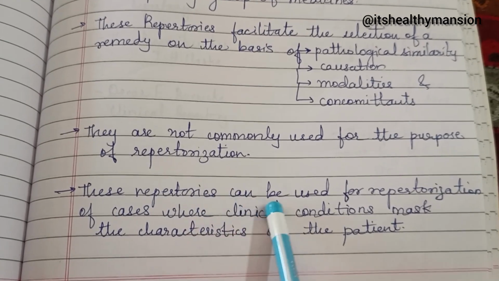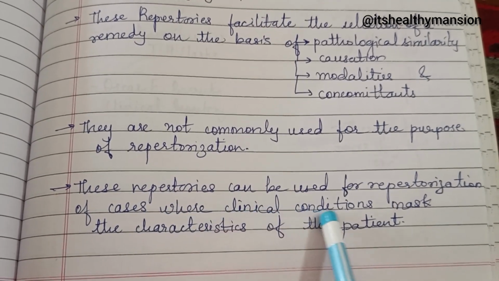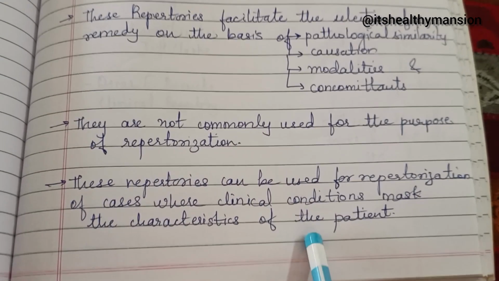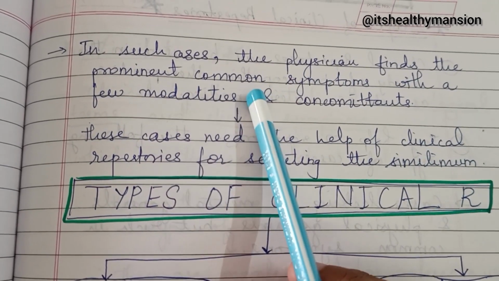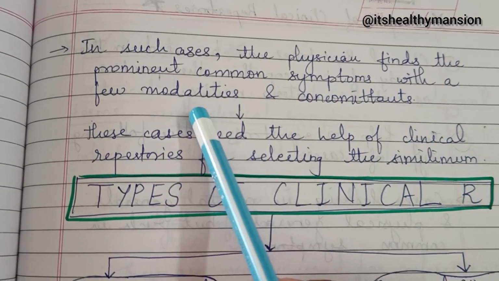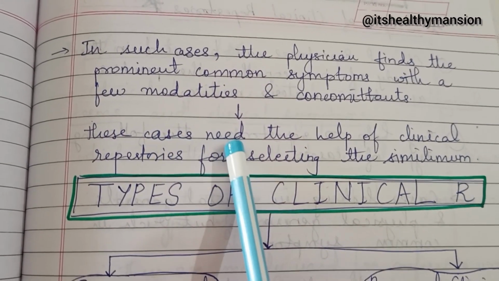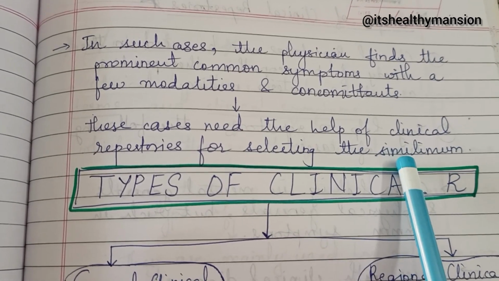These repertories can be used for repertorization of cases where clinical conditions mask the characteristics of the patient. In such cases, the physician finds the prominent common symptoms with a few modalities and concomitants. These cases need the help of clinical repertories for selecting the simillimum.